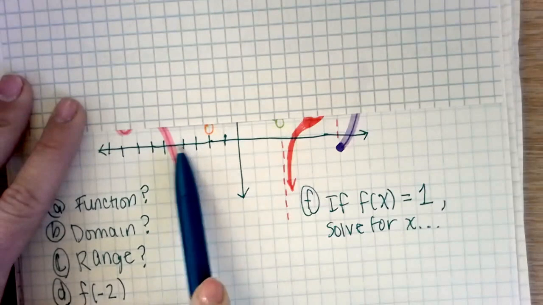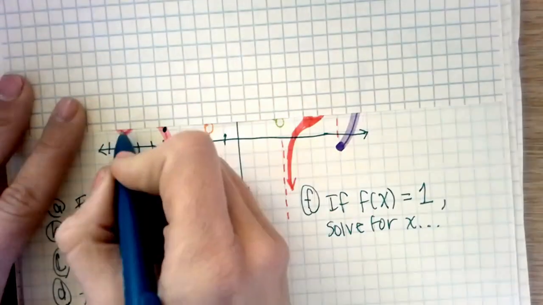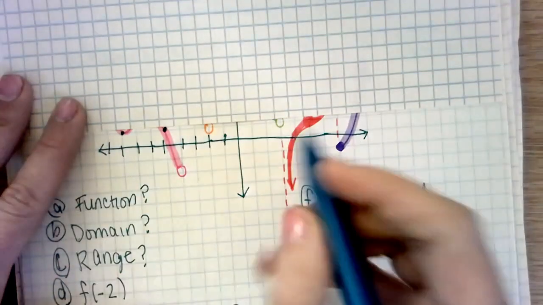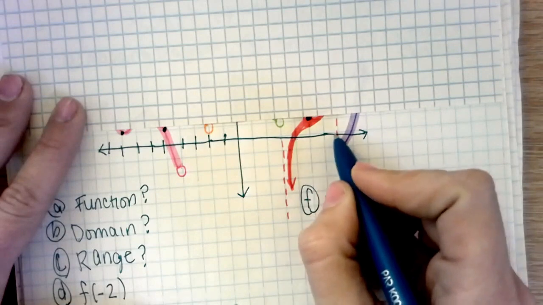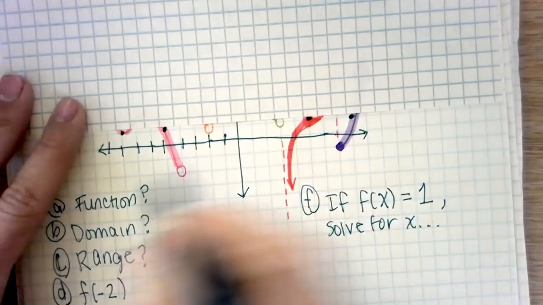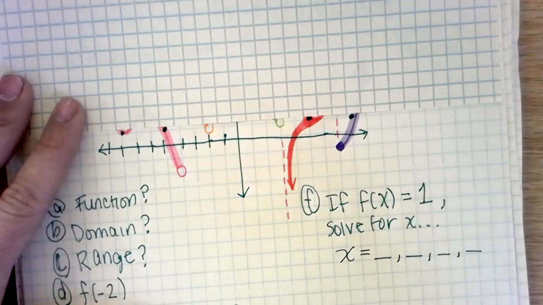-5, there's 1. -2, there's another. And 5, 6, 7, 8, there's another. So it would be clear in a picture. So x equals, and you list the answers separated by a comma.